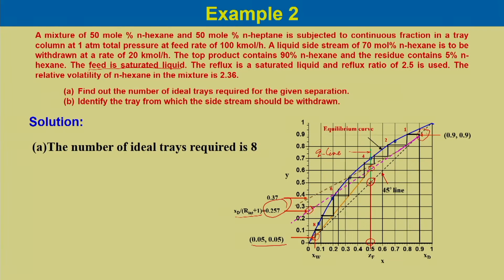So, the number of ideal trays required in this case, if you see over here by staircase construction, would be 8 ideal trays. So, this is the location of the fourth tray.